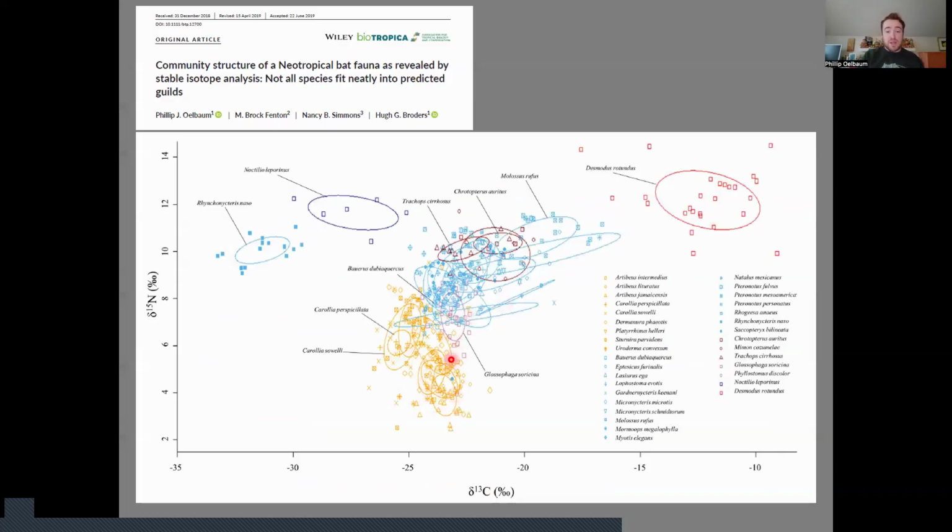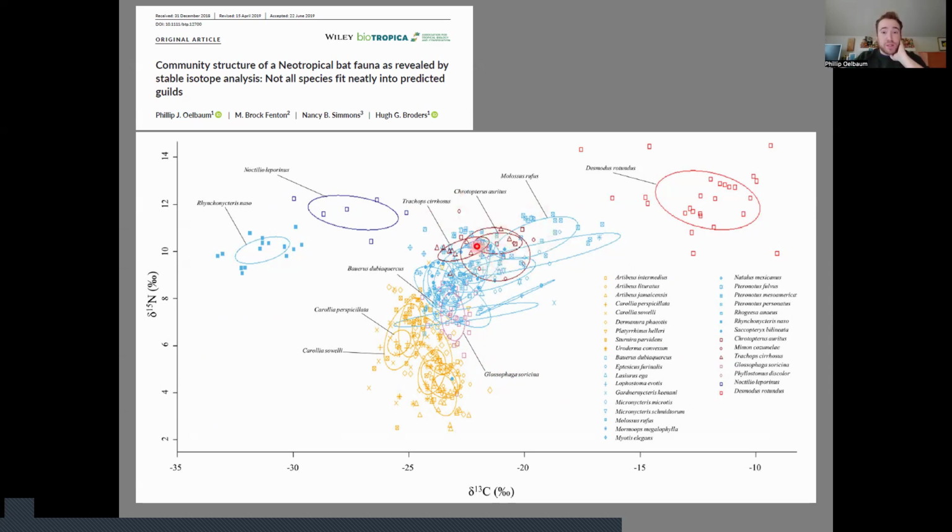Each one of these ellipses is a population's isotopic niche. I was trying to see how they overlapped with one another, and how they spatially arrange within this community's isotopic niche space. What I found was that a lot of the time there's significant overlap between bats that we typically think of as one thing or another. Our nectarivore here in purple, at the time Glossophaga soricina, now Glossophaga mutica, overlaps a lot with both our frugivores and our insectivores in this isotopic context. Our carnivores overlap a lot with our insectivores.